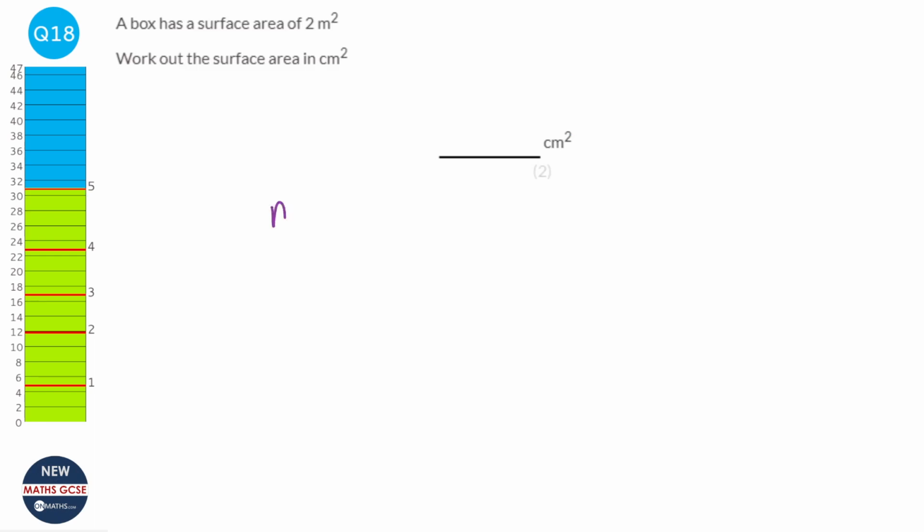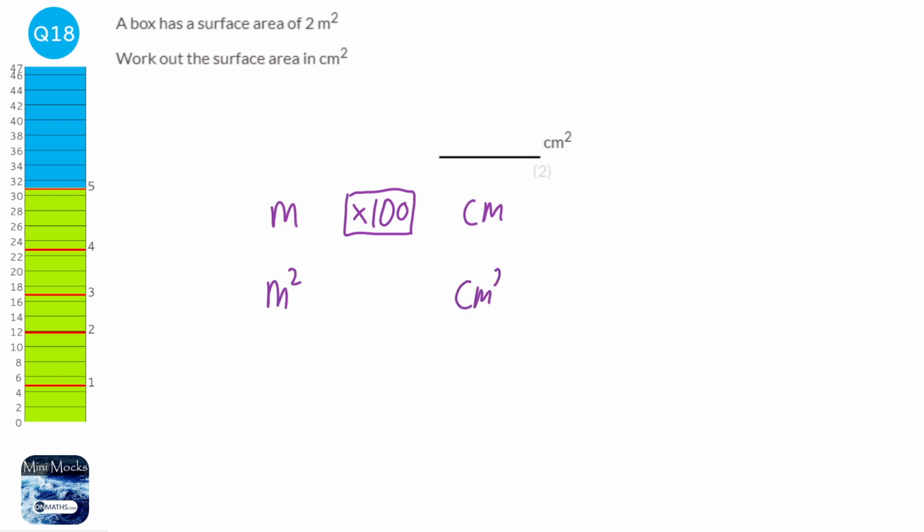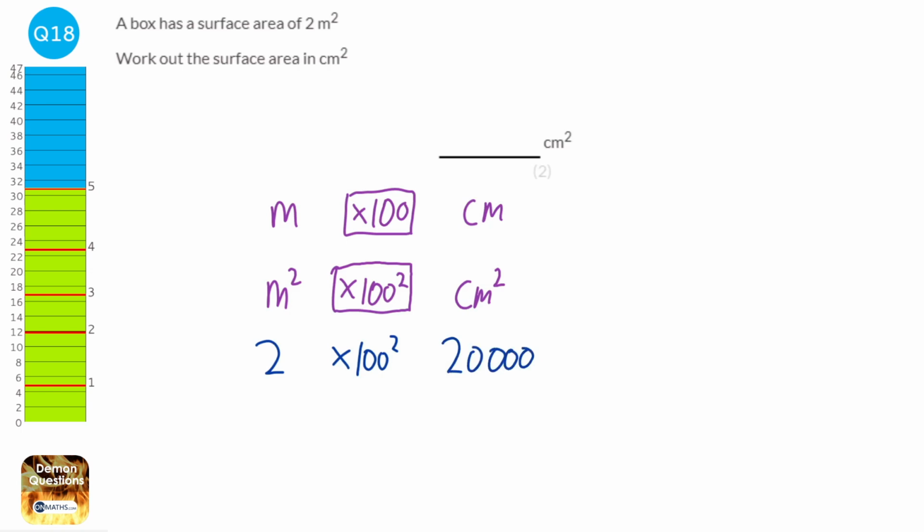To go from meters to centimeters, we obviously times by 100. But to go from meters squared to centimeters squared, we times by 100 per dimension. Now, whenever we talk about things in meters squared, we're talking about areas which have 2 dimensions. So we times it by 100 squared. So when we've got a 2 meters squared here, we times by 100 squared to get it into centimeters squared. So that's going to be 20,000.